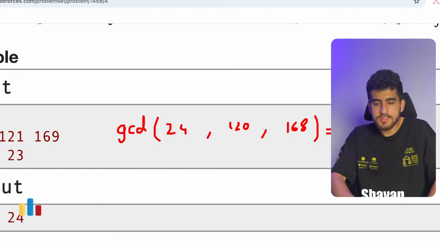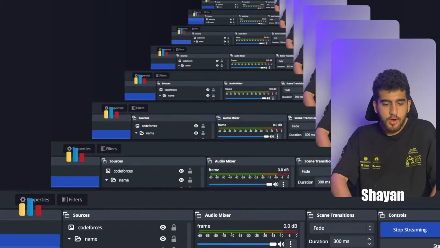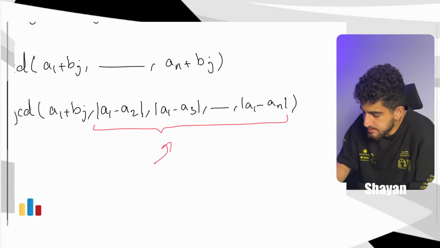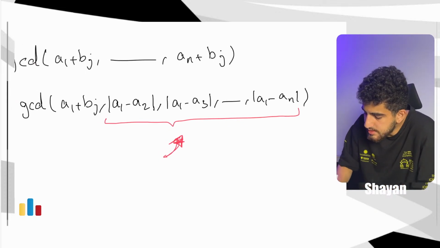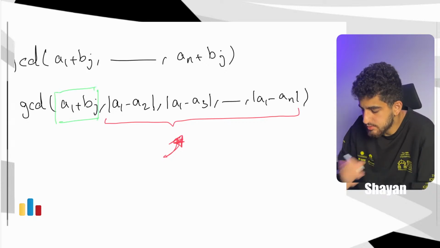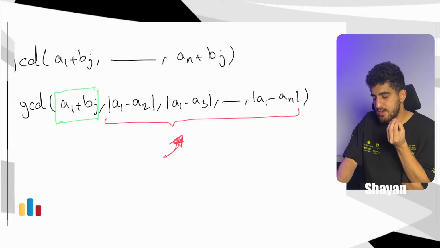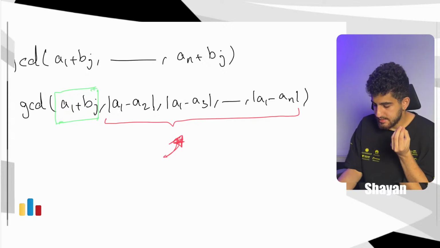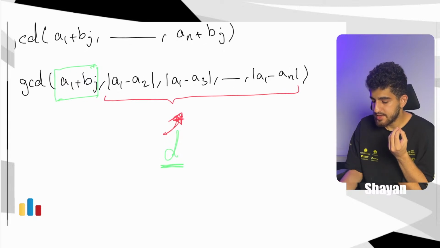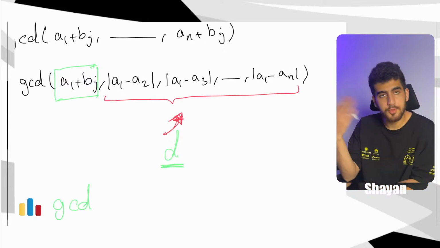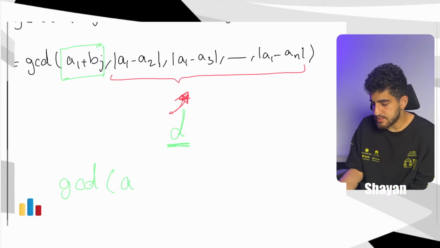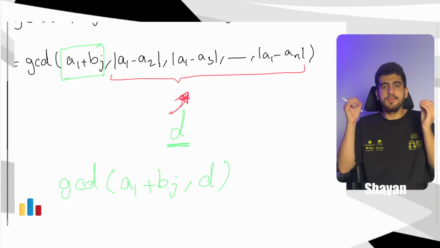So when you know this GCD, you already know the greatest common divisor of these numbers, and you just need to add only one number, a1 plus bj, to it. And just calculate the GCD of this number, whatever it is. For example, it is some d. You just need to calculate GCD of that pre-computed d with a1 plus bj. This is the key idea of this problem.